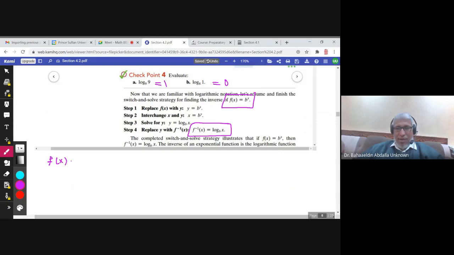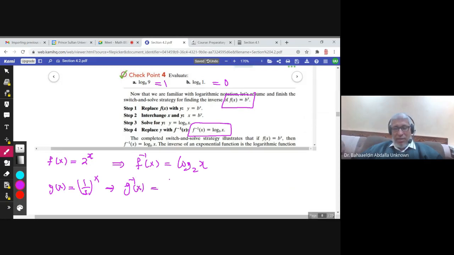Examples. What is the inverse of 2 to the power x? F inverse of x is log x to the base 2. This is the inverse function. For b to the power x, the inverse is log x to the base b. For example, g of x equals 1 over 3 to the power x. What is the inverse function? Well, g inverse is log x to the base 1 over 3.